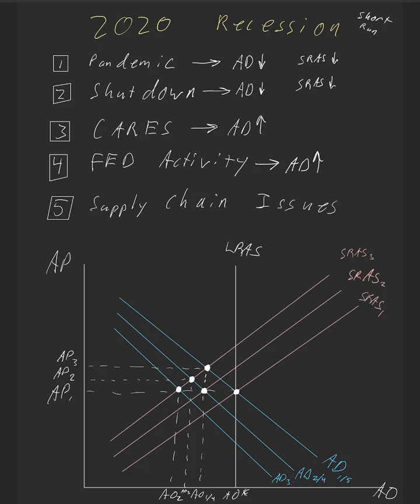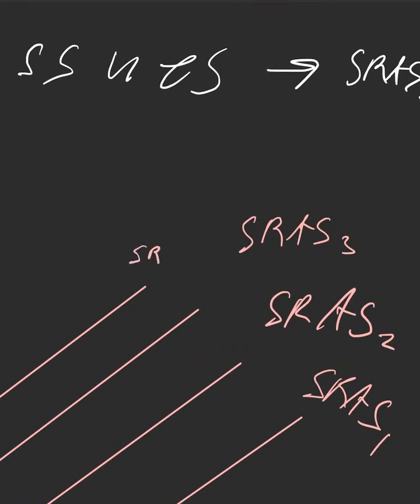Now, the problem is, immediately after this, what did we see? We saw big-time supply chain issues. That ripple effect of the shutdown, contracts, prices, everything rippling through the economy. What must have happened? We're actually going to see another crash in short-run aggregate supply. Like so. We've got short-run aggregate supply 4.